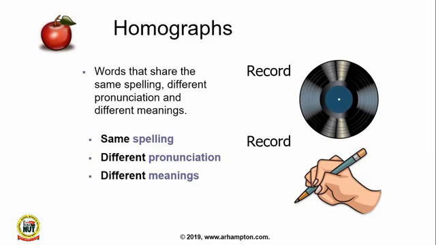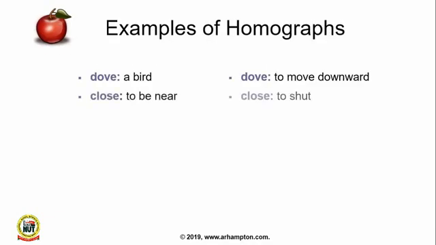For example, record, which is a musical disc that you play to hear sound, and record, which means to write down. They are spelled the same. They are pronounced differently, record and record, and they have different meanings. These are homographs. Here are some examples of homographs.